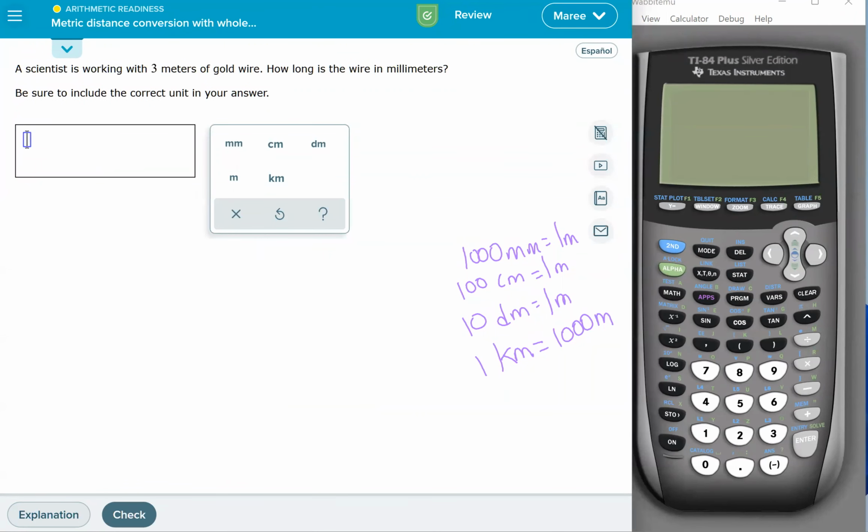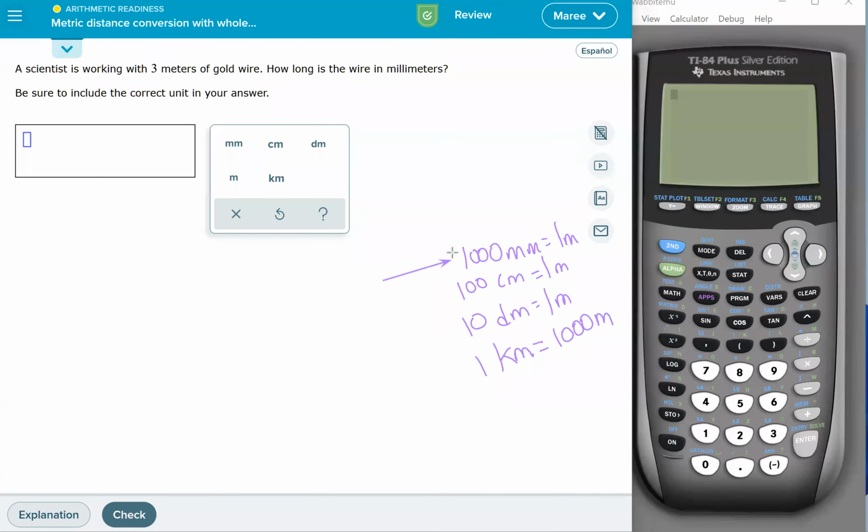I have my calculator here in case we need it. A scientist is working with 3 meters of gold wire. How long is the wire in millimeters? So I want to find the fact that I wrote that has millimeters and meters in it. And that's the very first one.